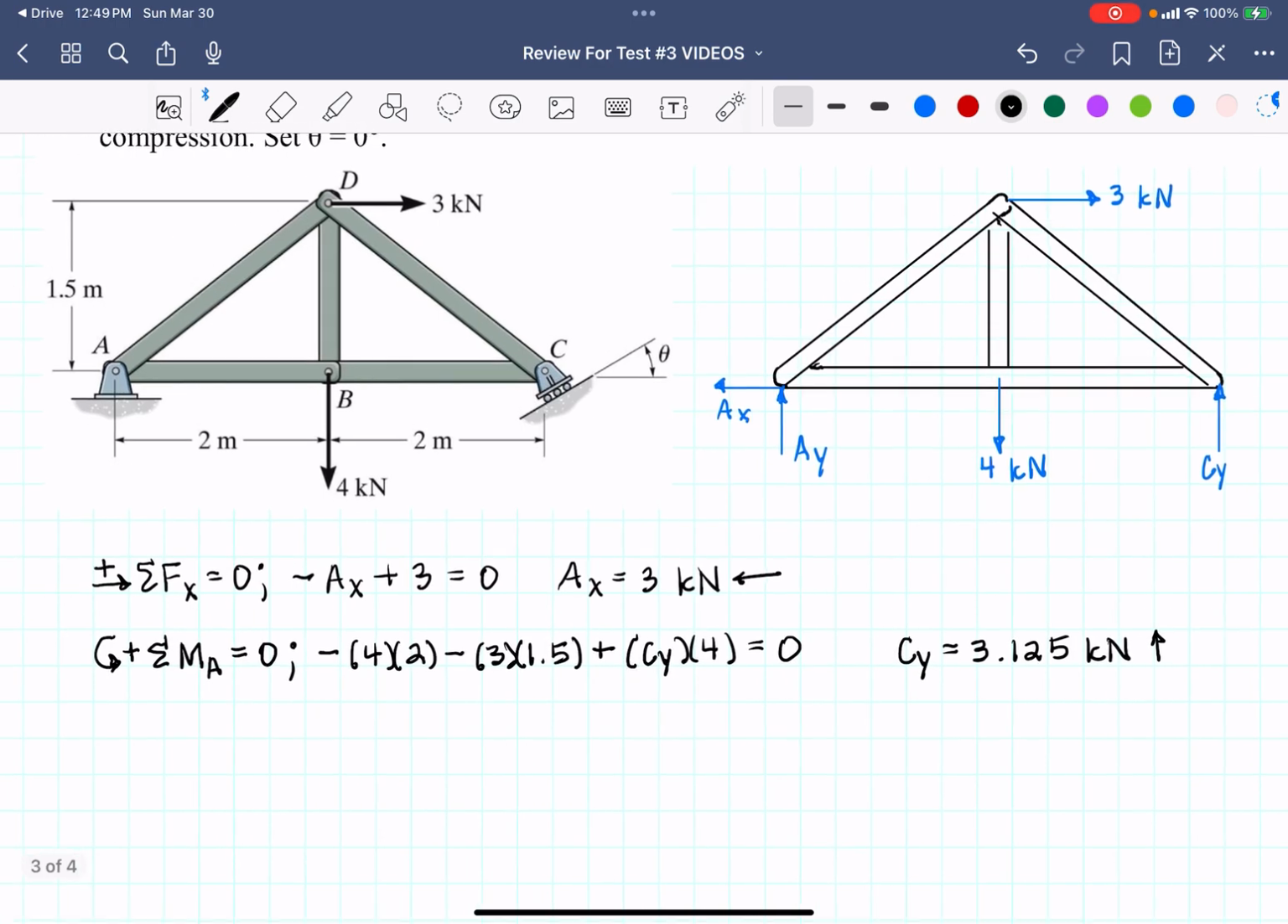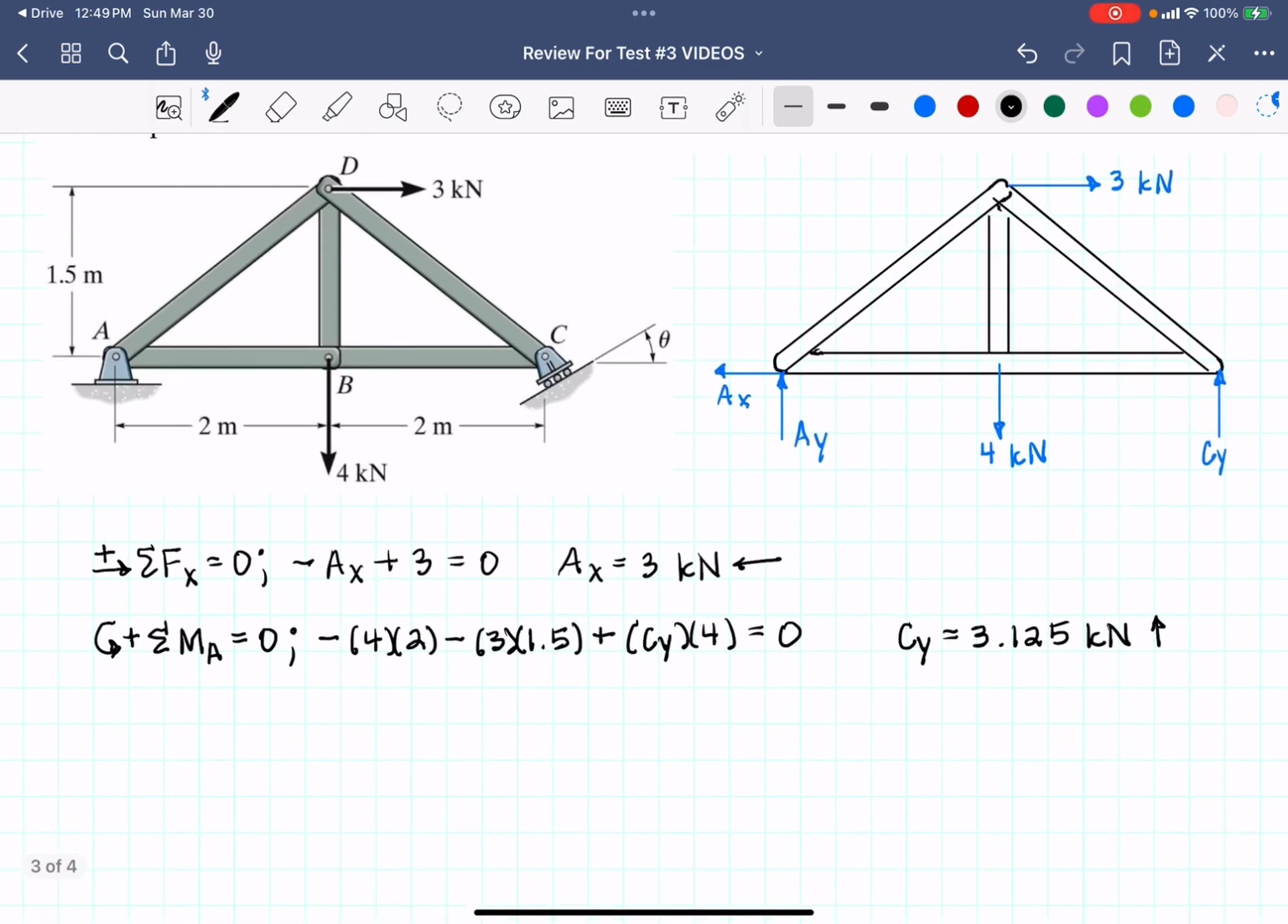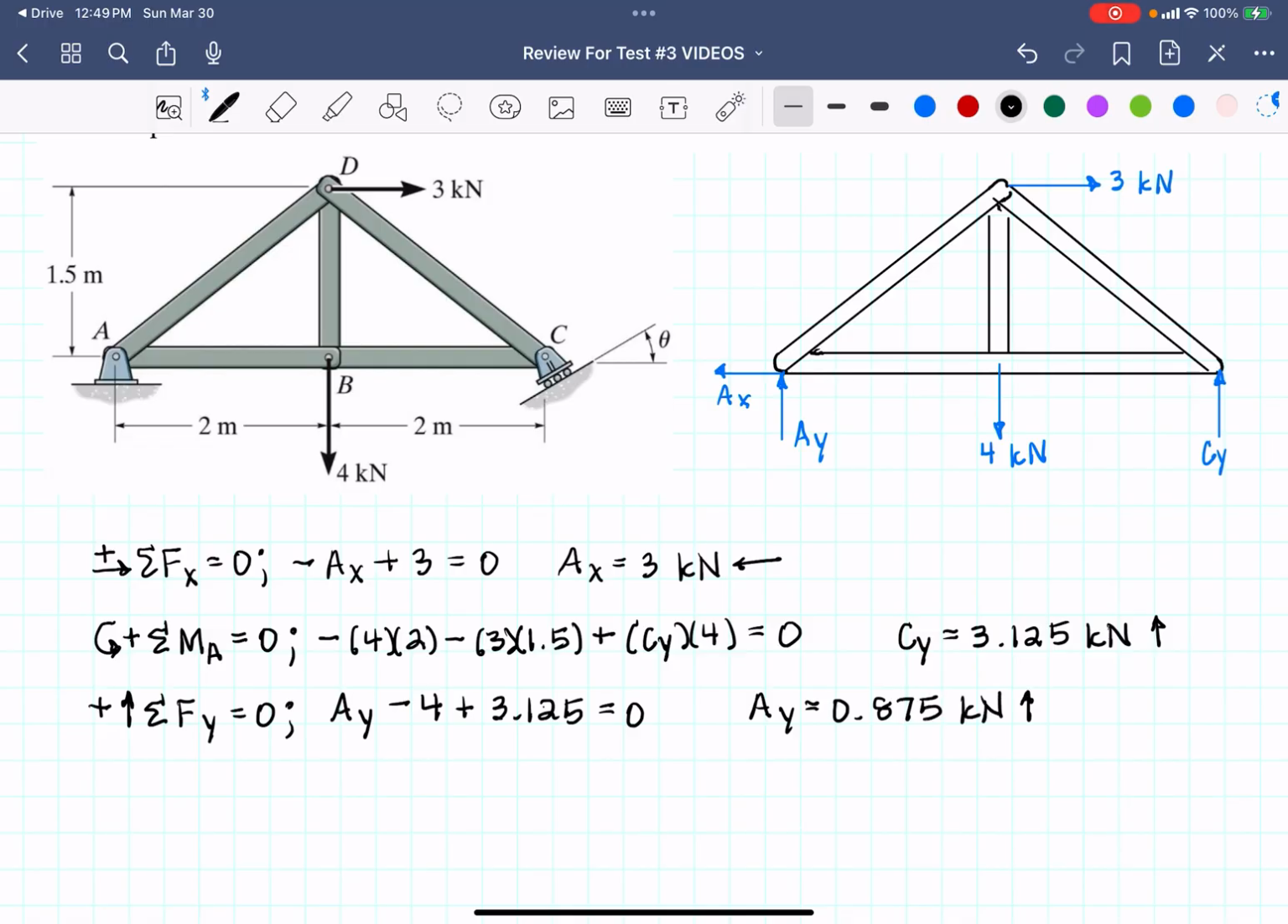So the last one I have is to get A of y. So now I'm going to sum the forces in the y direction. I've got A of y minus 4 plus the 3.125 equals 0. So I'm going to get that A of y equals 0.875 kilonewtons, and it was positive, so it is also in the upward direction.